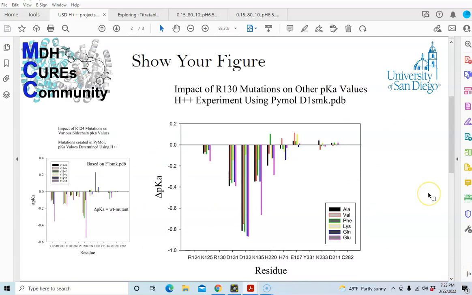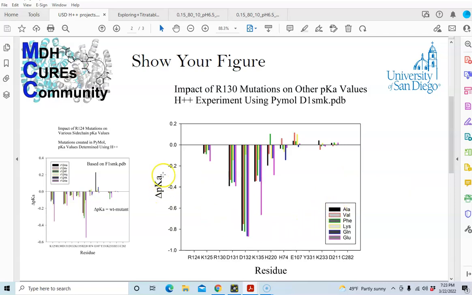One of the things that the students did is that there is really no limit to how many mutants you can make if you're doing it virtually. So these particular students made 6 different mutations. This student chose arginine 130, and I believe they might have been working with the watermelon enzyme. So their positions are different from ours because we're using the human cytosolic MDH. They looked at arginine 130 and they mutated the arginine to alanine, phenylalanine, lysine, glutamine, or glutamate.